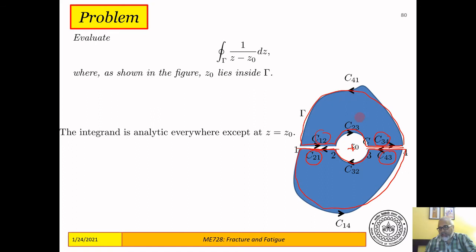No points of non-analyticity in the top contour, so the integral over this is 0. Over this is also 0. There are no points of non-analyticity. That's only here, so that is excluded. So both of these two are 0. So I can now write them separately.